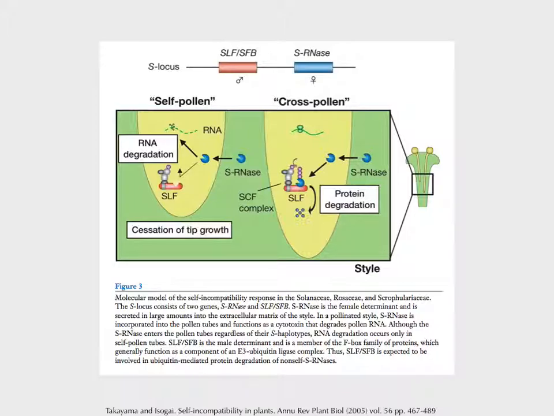And yet here, some plants recognize that the pollen came from their own plant. Because there are multiple alleles, if you happen to have an allele that matches exactly, then at some point the pollen tube growth stops. It destroys RNA. So the plant evolved a system just to make sure it can't fertilize itself. It's a lot of work.